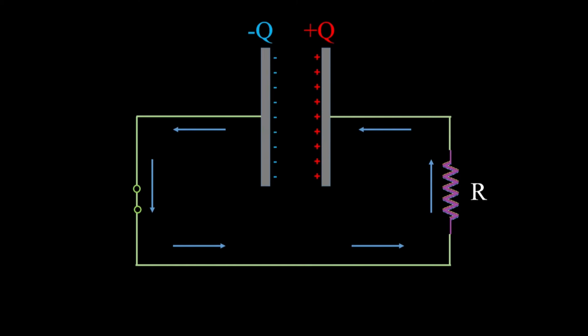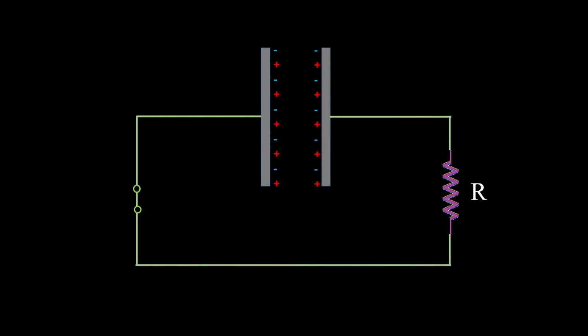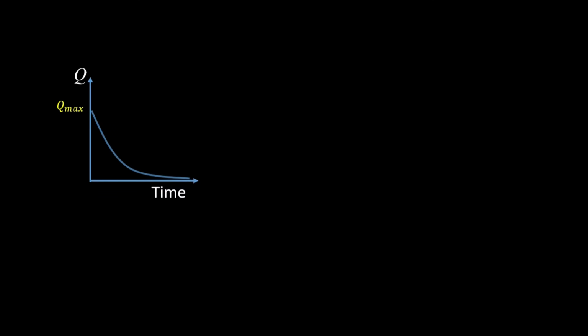Once again, this current starts at maximum value and then decays to 0 when the capacitor becomes discharged. The charge versus time for this case is an exponential decay curve because we started with maximum charge and this charge decays to 0 after some time.